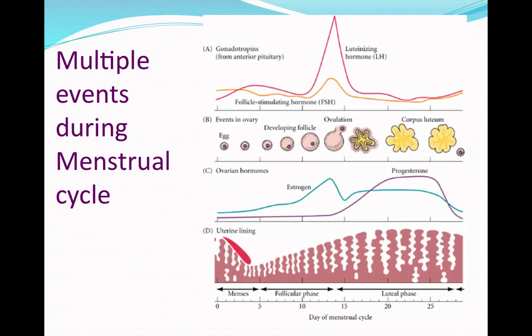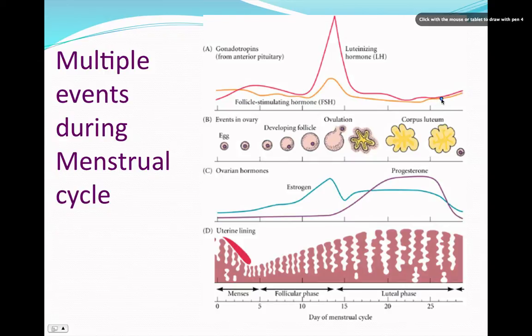Multiple events will occur during the menstrual cycle. And since this is complicated and interconnected, we'll take our time and go through these one at a time. From the perspective of the anterior pituitary, what sticks out most, I should say, is this big spike in the middle. But let's go ahead and instead focus on what occurs right before the beginning of the stage.